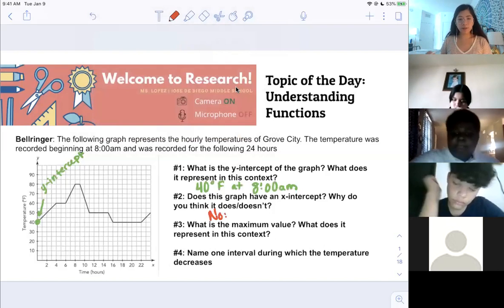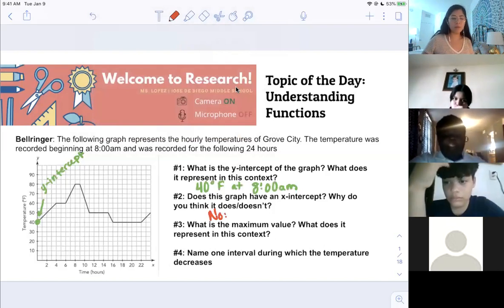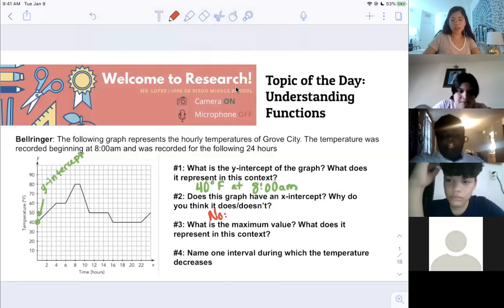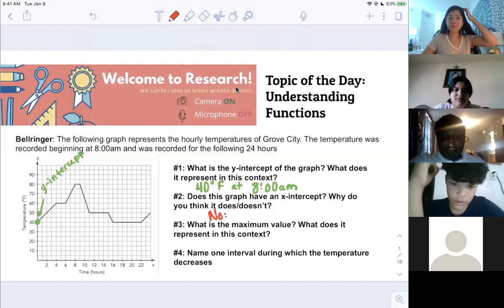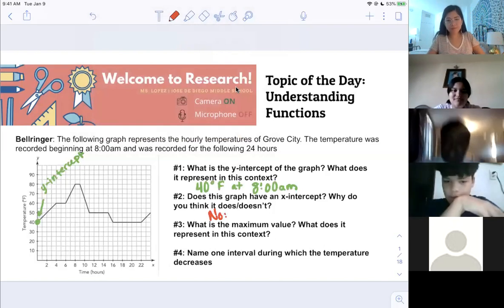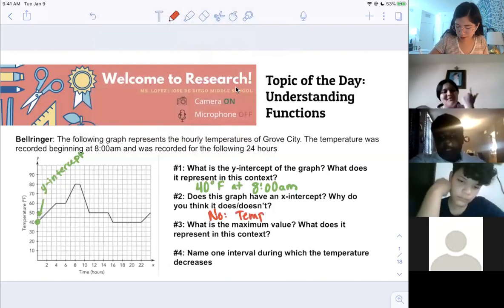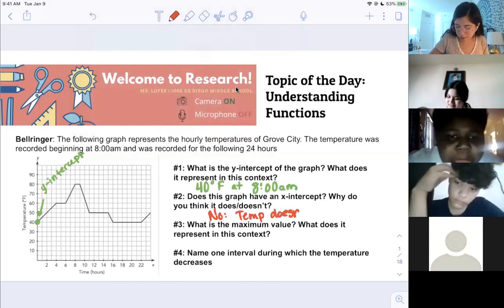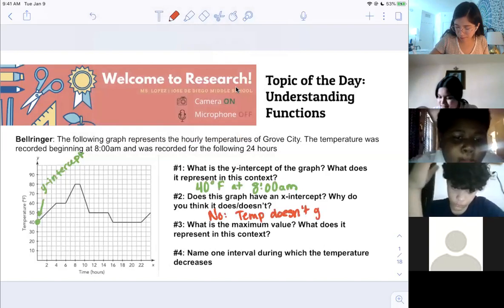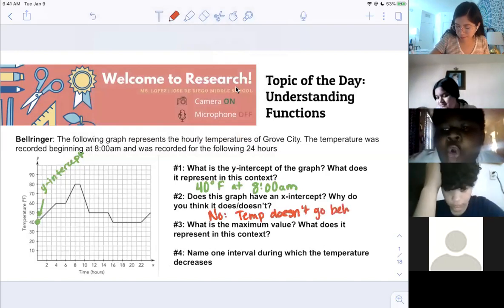And since it's a real world situation, there might be a reason for that. So what might be a reason why it's not? Because the temperature never goes down, it just stays there. Good. The temperature doesn't go below what? 40. Below 40. Exactly.